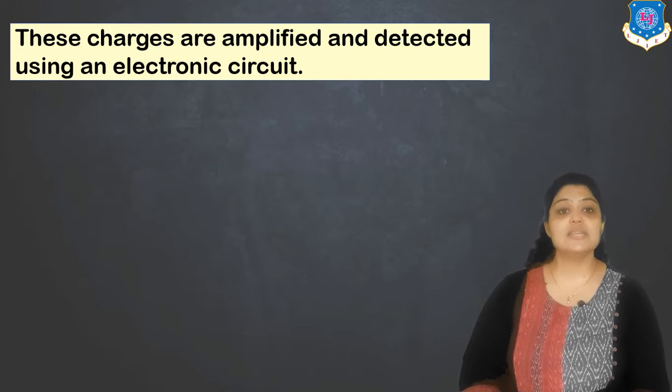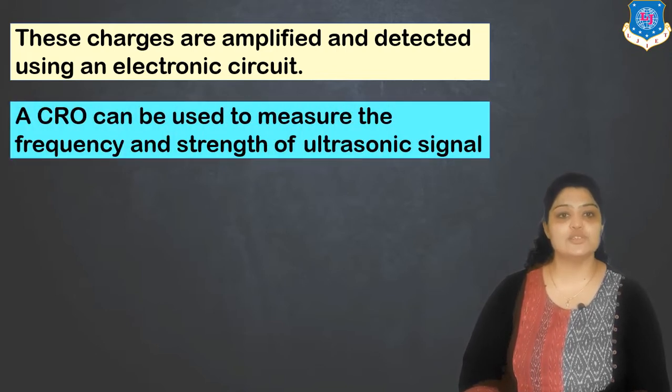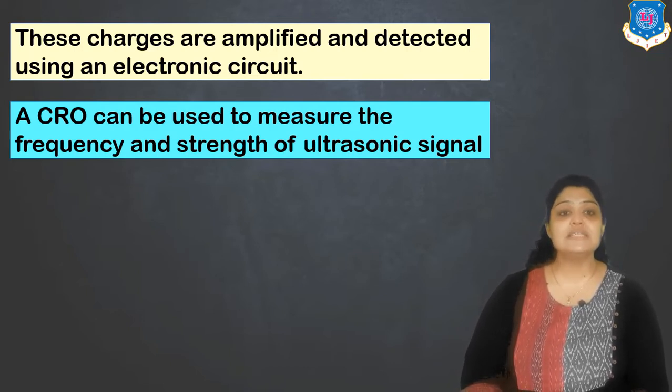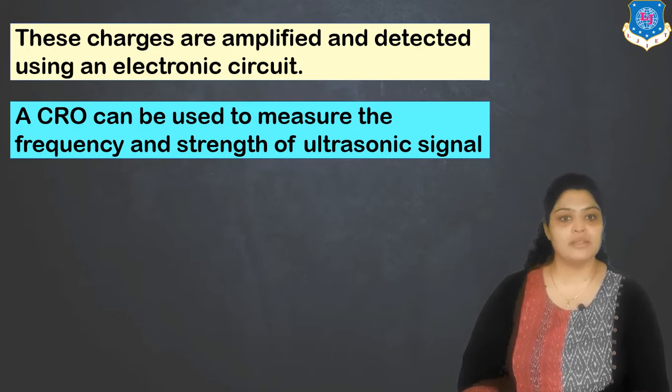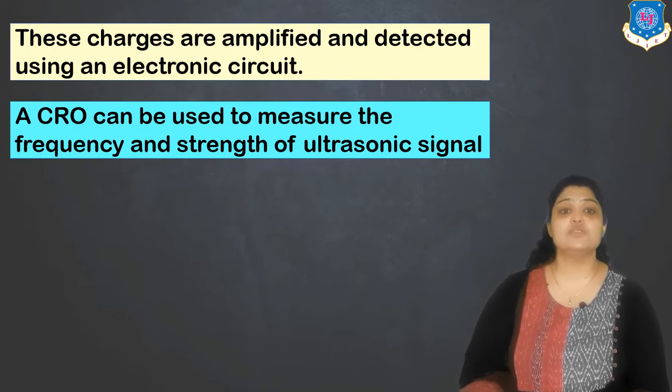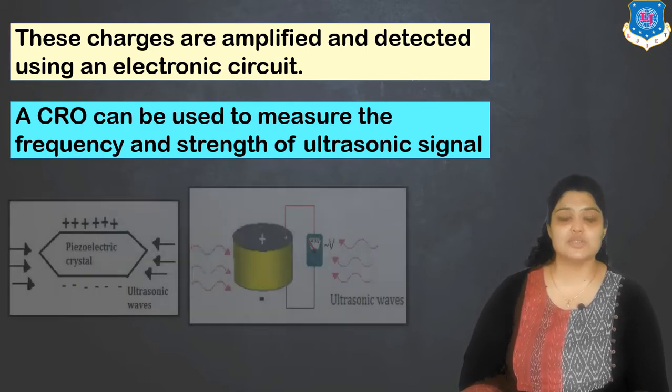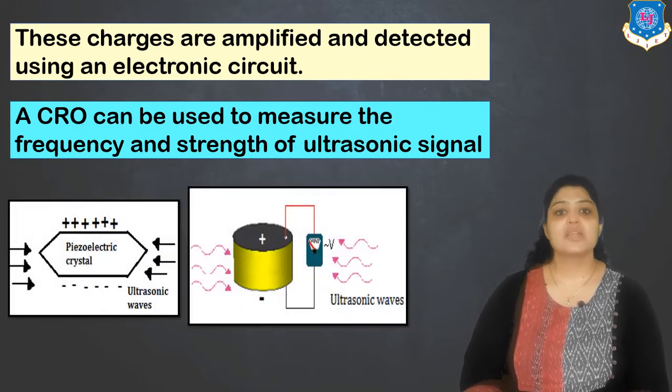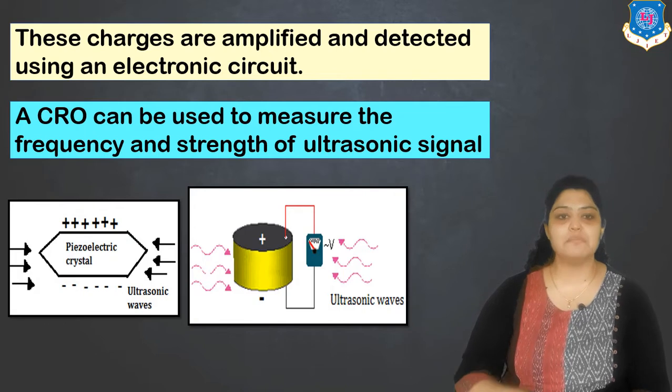Now these charges can be amplified using an electronic circuit. A CRO can be used to monitor the frequency as well as the strength of ultrasonic waves. Because the frequency of the waves can also be determined using this method, we say that it is a quantitative method, because along with presence, it is also giving us frequency and the strength of ultrasonic waves.